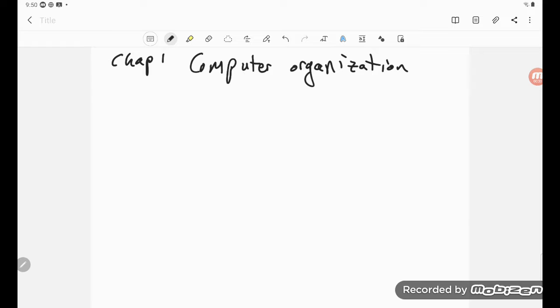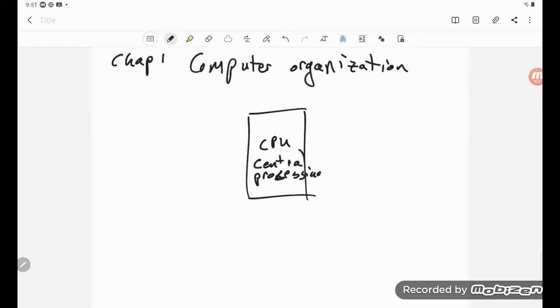So, the main parts of the computer. Let's see. So we'll go here, call this the CPU. That's the central processing unit. And this is where all the work is done. We'll talk more about that in a moment, but the CPU is the workhorse.